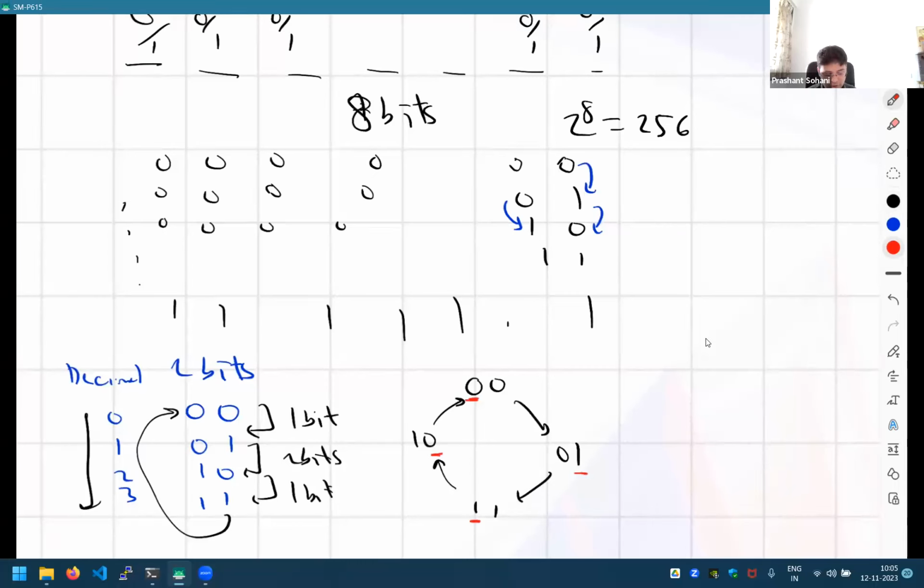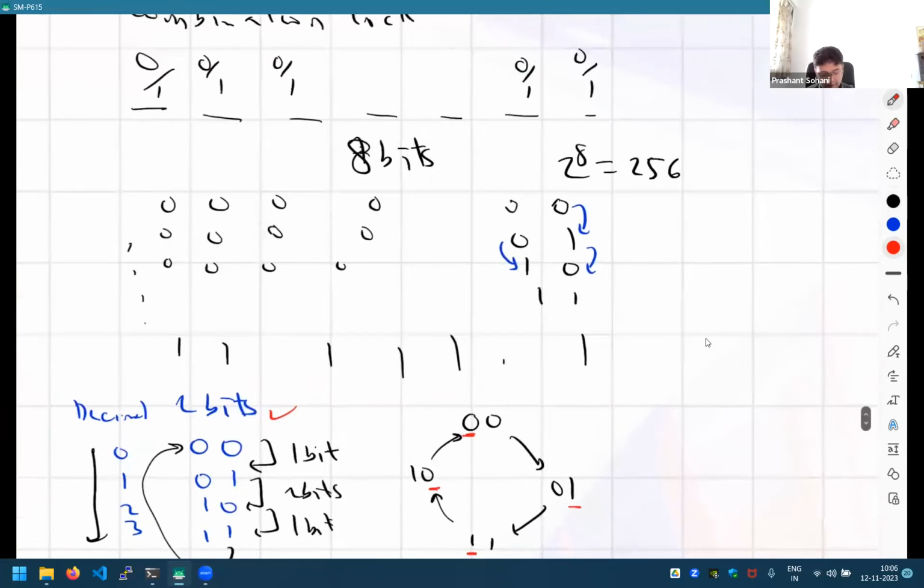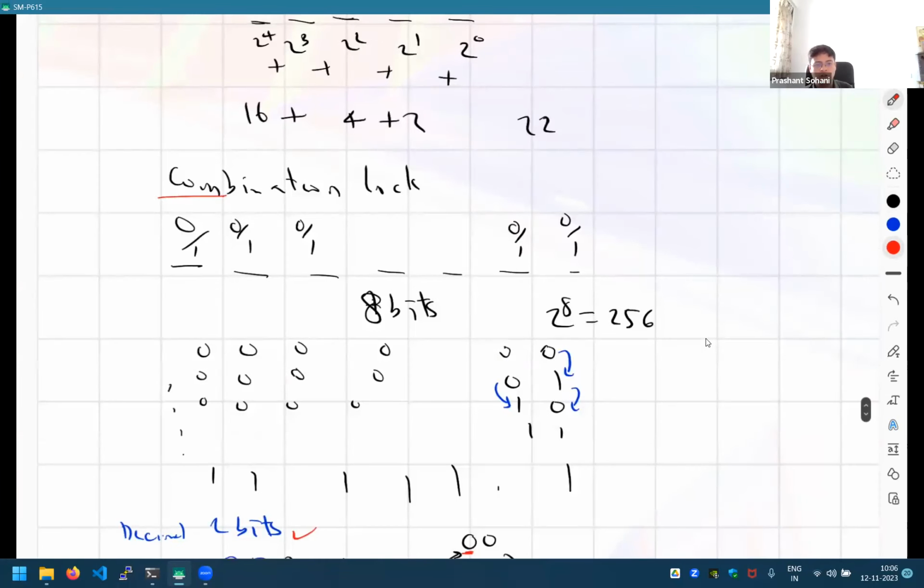So the question is, can we do this for a larger number of bits? Here we did it for 2 bits. Can we do it for 3 bits, 4 bits, 8 bits? Ultimately, to solve this combination lock, how many bit changes are required to check all the possible combinations? Ideally the answer has to be 256 or 255 actually, because from the last step you don't have to come back to the original. But the question is, how do you cover all the possibilities changing only 1 bit at a time?